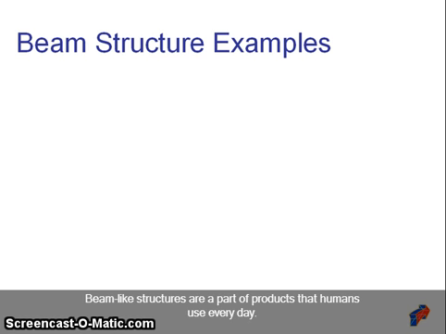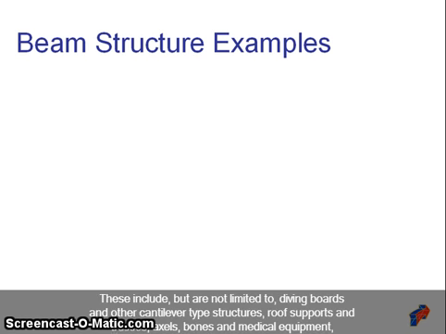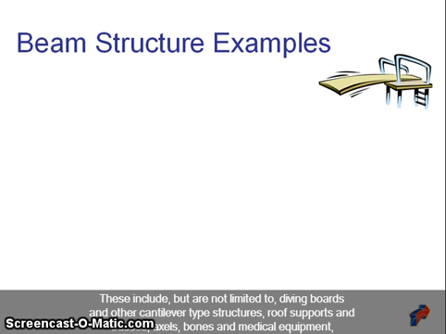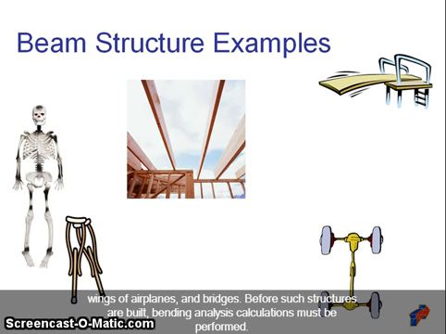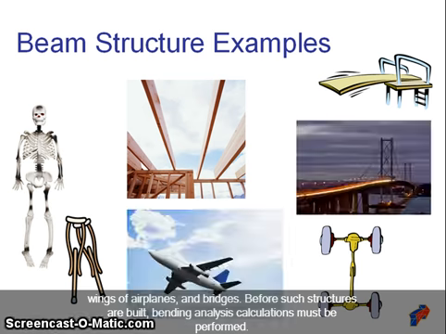Beam-like structures are a part of products that humans use every day. These include, but are not limited to, diving boards and other cantilever-type structures, roof supports and trusses, axles, bones and medical equipment, wings of airplanes and bridges. Before such structures are built, bending analysis calculations must be performed.